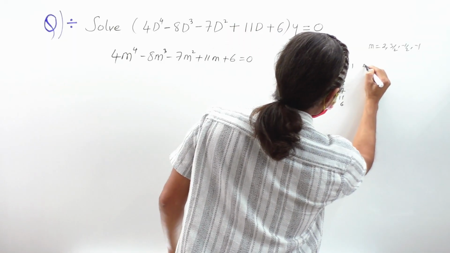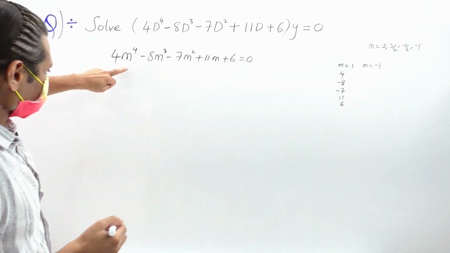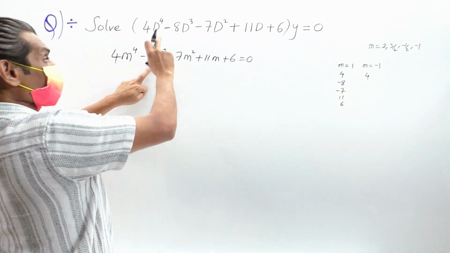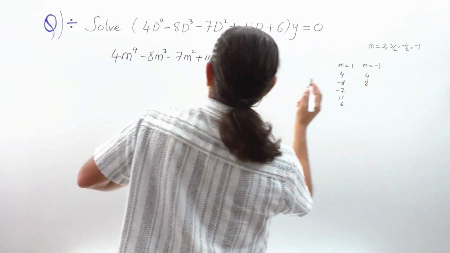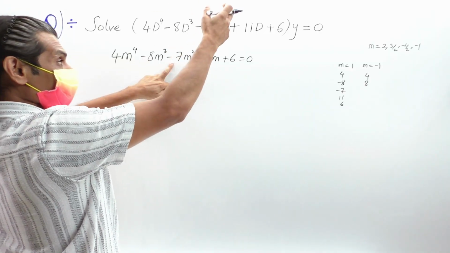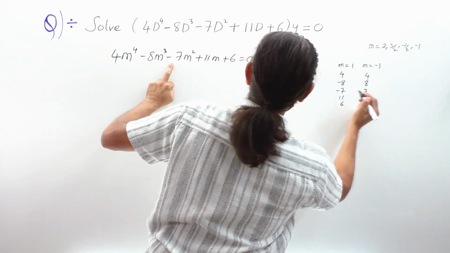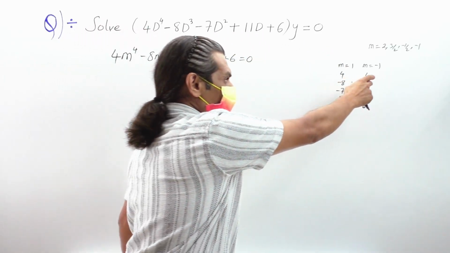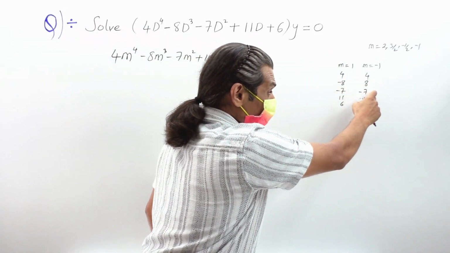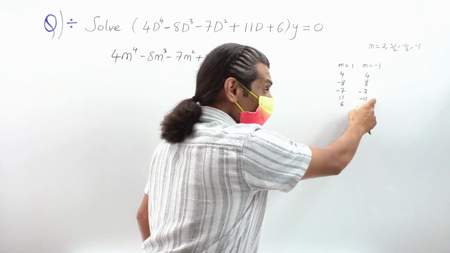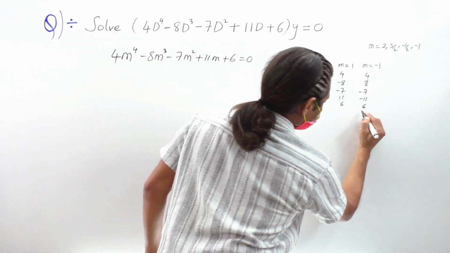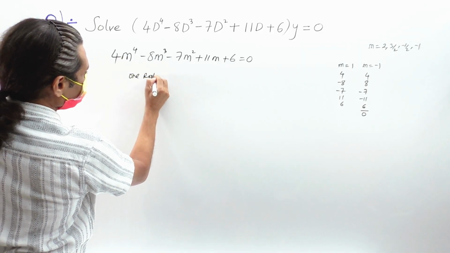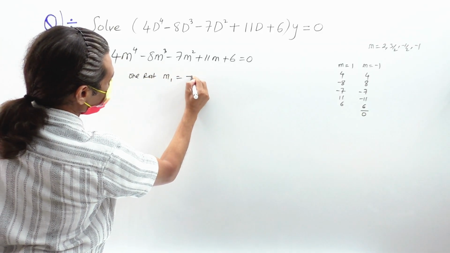Then I choose m is equal to what? -1. See, if you put -1 here, -1 to the 4 is +1, 4 into 1, 4. Then -1 cube, -1, so +8. Then -1 square +1, -7 into 1 is -7. Then -11 and 6. Add it. 8 plus 4, 12. 12 minus 7, 5. 5 minus 11, -6. -6 plus 6, 0. So that means I have one root, m1 is equal to -1.